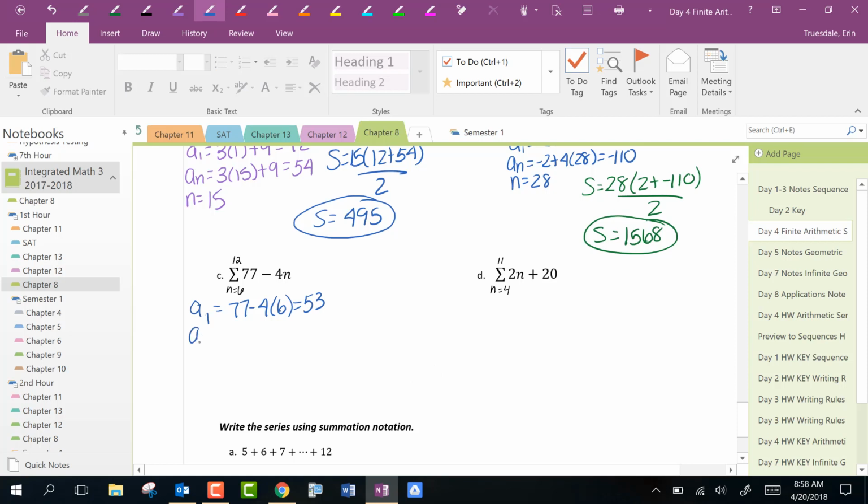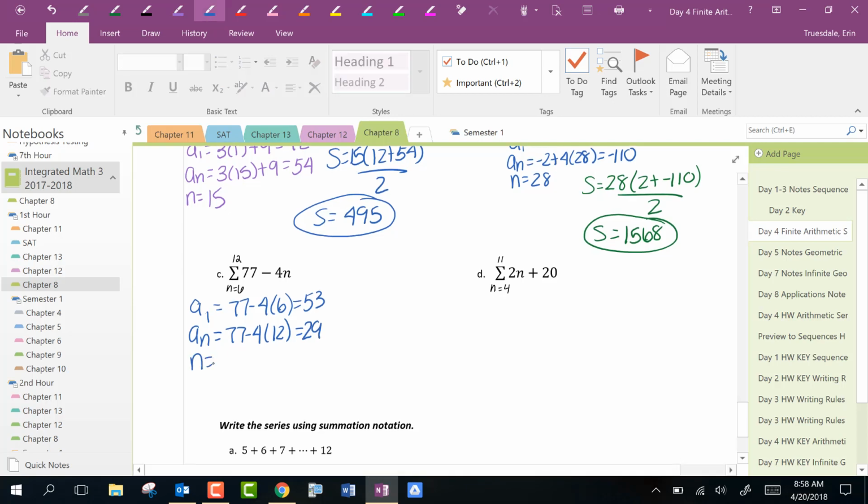Okay, then when I find an, the last term, what am I going to plug in for n? 12. Good. Okay, so that's 29. Is this sequence increasing or decreasing? It's decreasing. They're getting smaller.